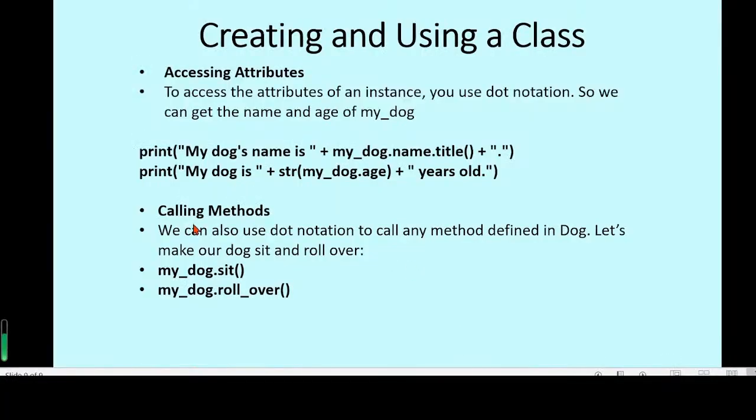And we can also call methods. Methods actually are functions. So we can also use dot notation to call methods defined in dog. So let's make our dog sit and roll over. So myDog.sit(). My dog is an instance because this instance belongs to the class dog, and the dog class has a sit method, a sit function. So we can use dot notation, myDog.sit(). So we call this function. Similarly, we can use myDog.roll_over(), so this roll over function will be called.